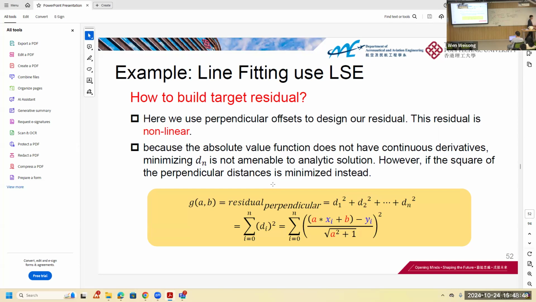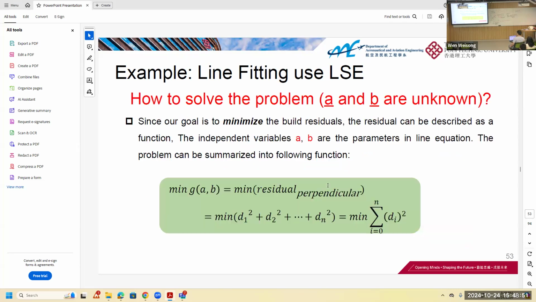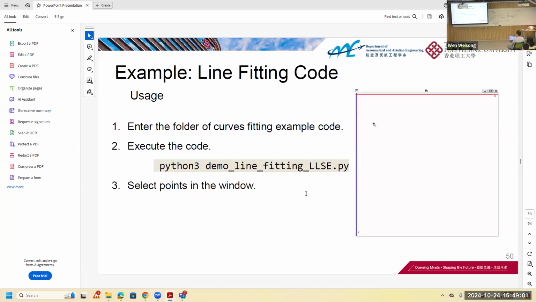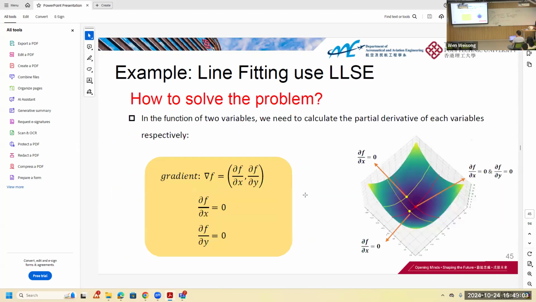If you want to minimize this distance, the summation of this distance, you need the differential. For example, the optimal points are usually located at the points with zero gradients, right? So you can calculate the partial differential to make sure it approaches zero.